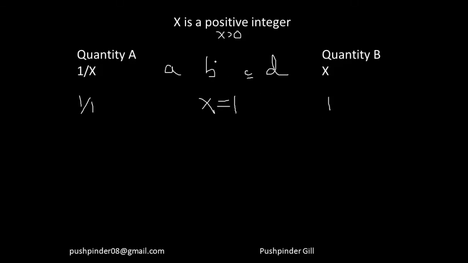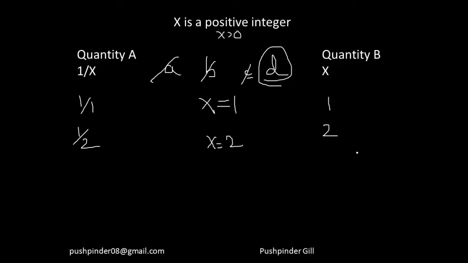I have proven this. That means this is gone and this is gone. Now let me try another set of values. Let me say x equals 2. That means this is 2 and this is 1 by 2. Now I've got B greater than A. That means C is also gone and D is my answer.